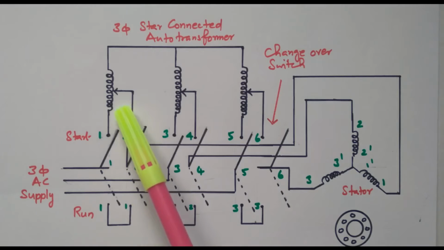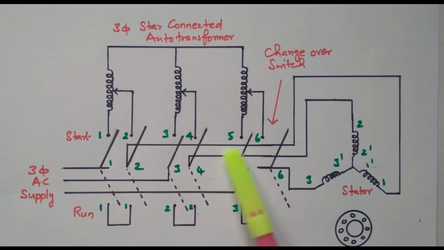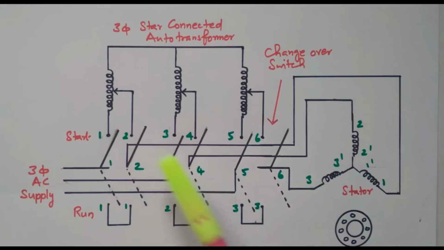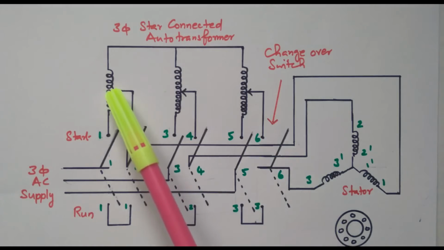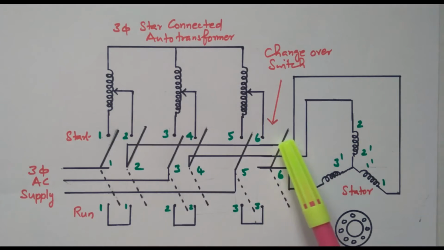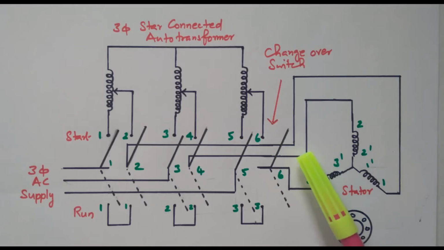So this auto transformer is initially used to reduce the voltage applied to the stator, so that we can reduce the high starting current. Thereafter, by changing the position, we slowly increase the voltage applied to the stator. Finally it will take the full rated current and full rated voltage and rotate at the rated speed. Thereby the changeover switch is placed in the running position.